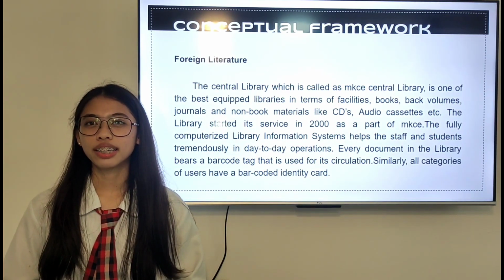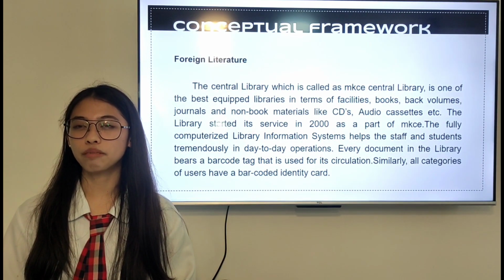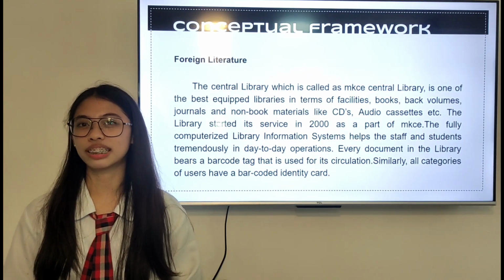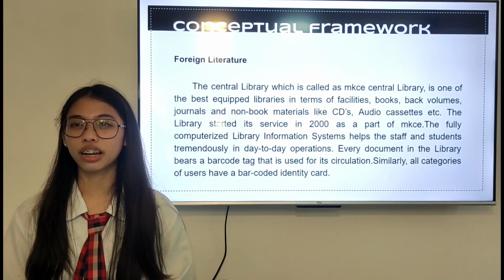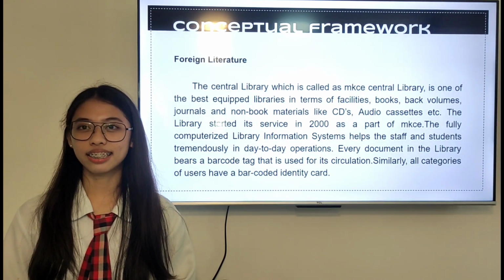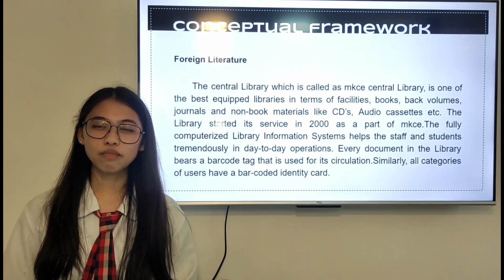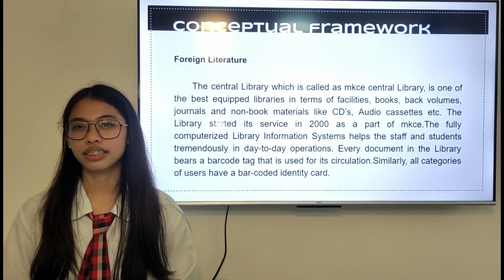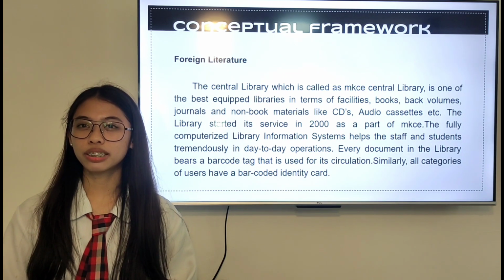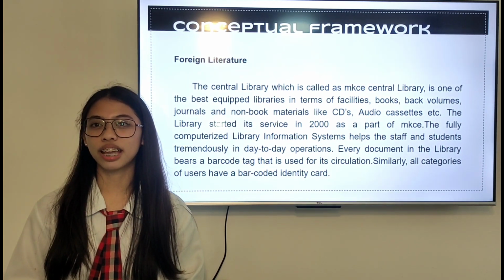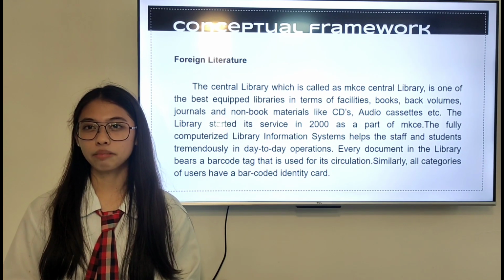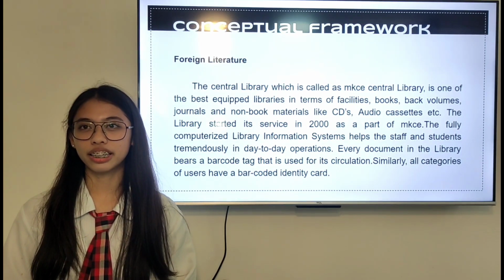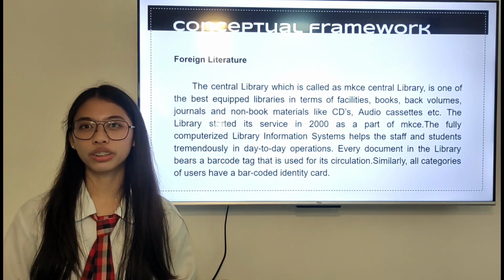Foreign literature. The Central Library, which is called the MKCE Central Library, is one of the best equipped libraries in terms of facilities, books, back volumes, journals, and non-book materials like CDs, audio cassettes, etc. The library started its service in 2000 as a part of MKCE. The fully computerized library information system helps the staff and students tremendously in day-to-day operations. Every document in the library bears a barcode tag that is used for its circulation. Similarly, all categories of users have a barcoded identity card.